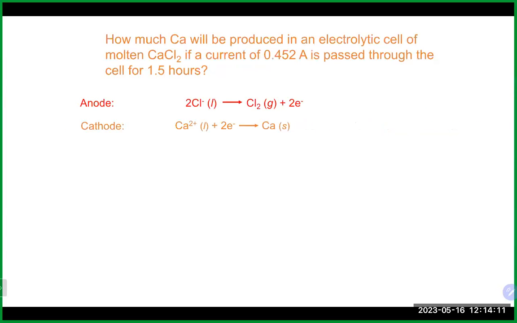All right, so we run this particular electrolysis cell of calcium chloride, and it runs at a current of 0.452 amperes for 1.5 hours. How much calcium will we produce? So we're looking for how many grams of calcium in the cell. Calcium from the periodic table, 40.08 grams per mole. So why don't you give it a try, see where you get to, and then we'll talk about it here.